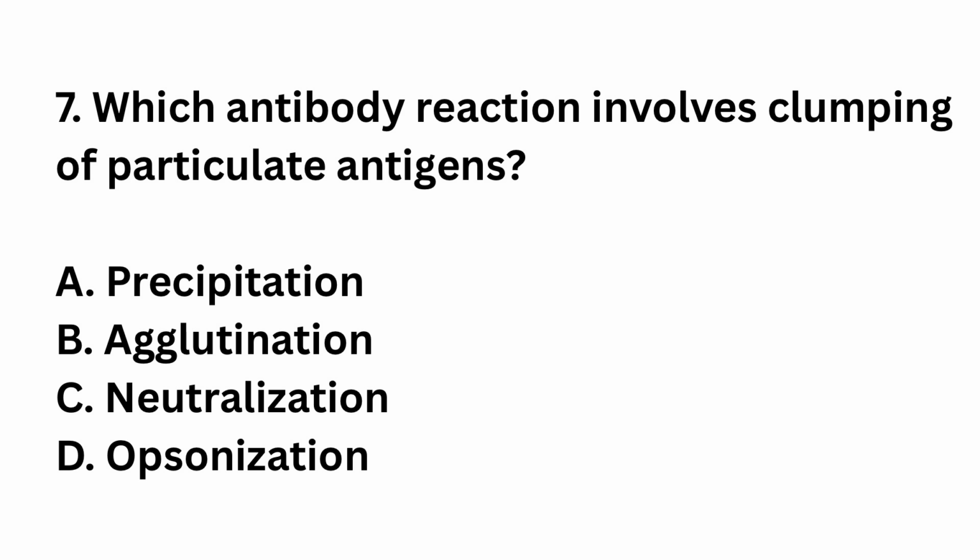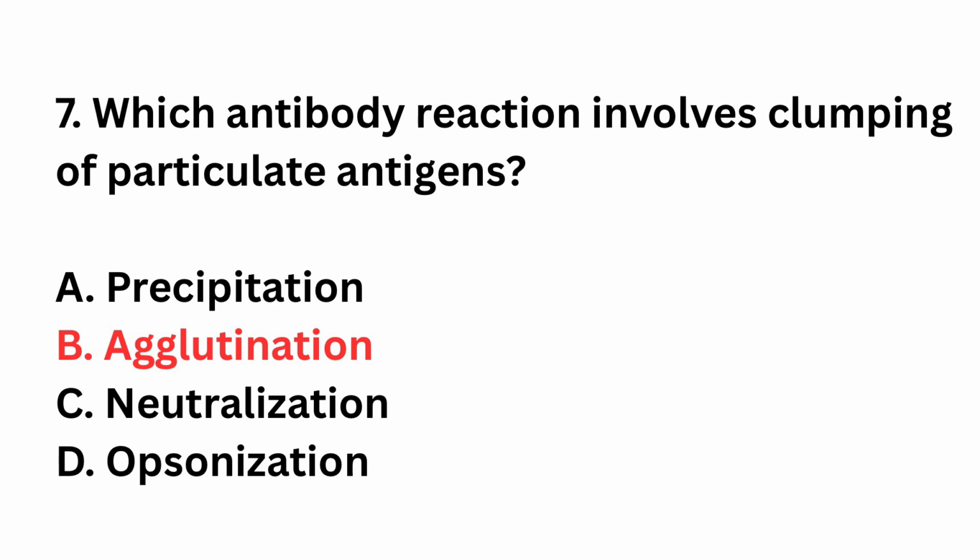Question number 7. Which antibody reaction involves clumping of particulate antigens? Precipitation, agglutination, neutralization, opsonization. The right answer is option B, agglutination. Antibodies cross-link particles causing visible clumping. It is common in blood grouping tests.